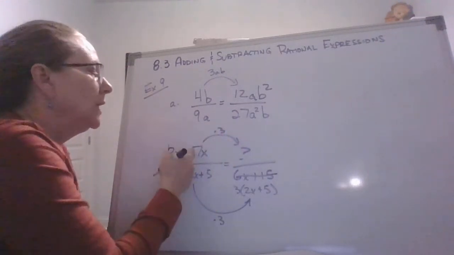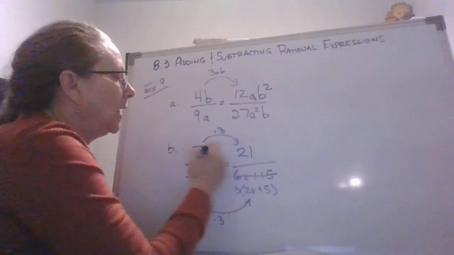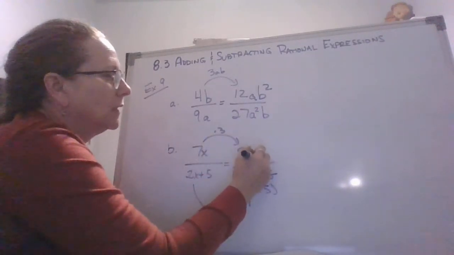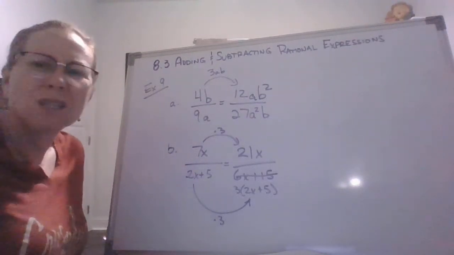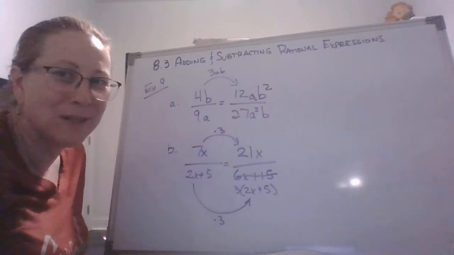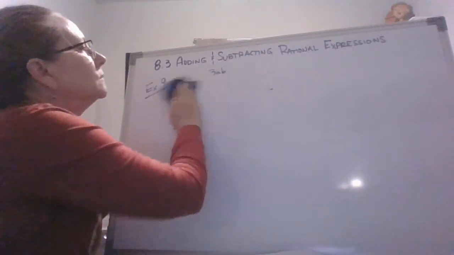So what are we going to do in the numerator? Multiply by 3. 7 times 3 is 21. And x. And then we have our new numerator. So what happens when the denominator gets a lot longer? Okay, let's include some more binomials.